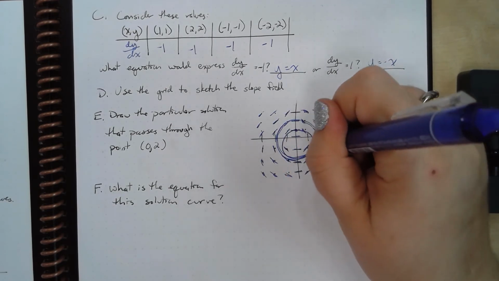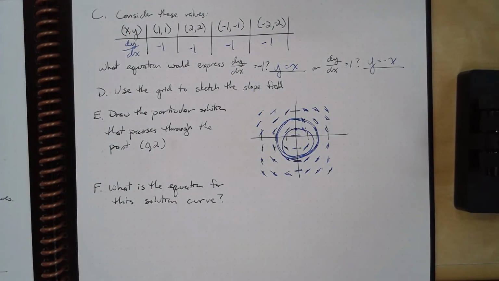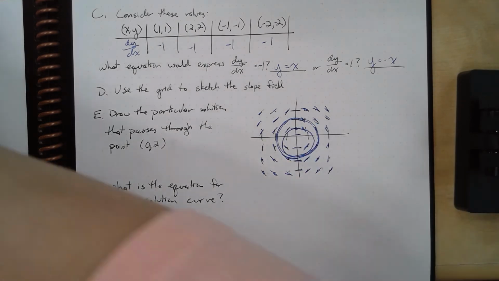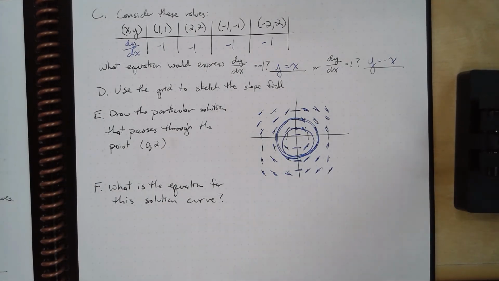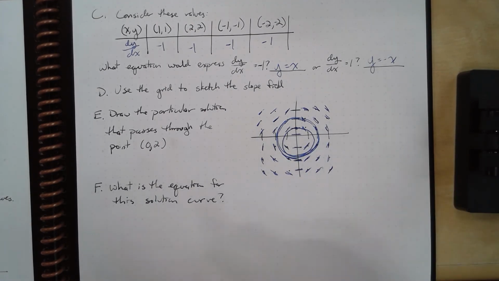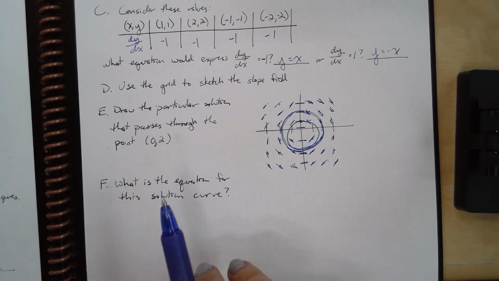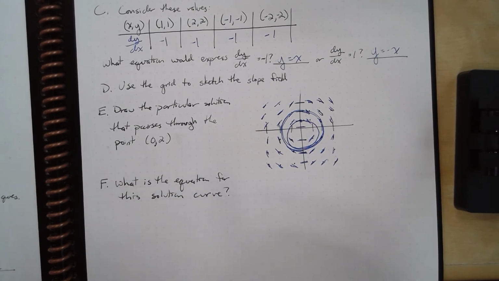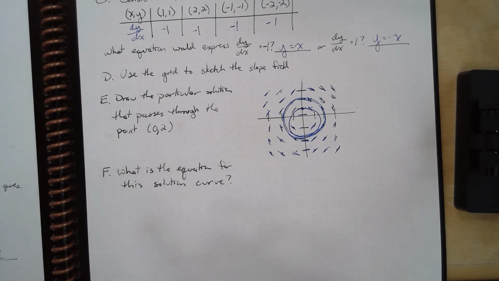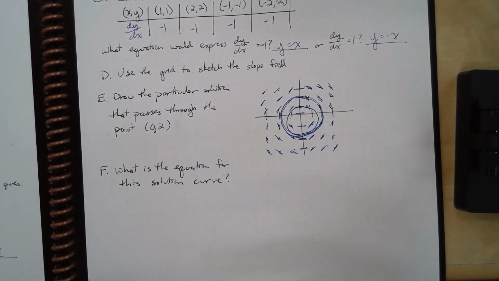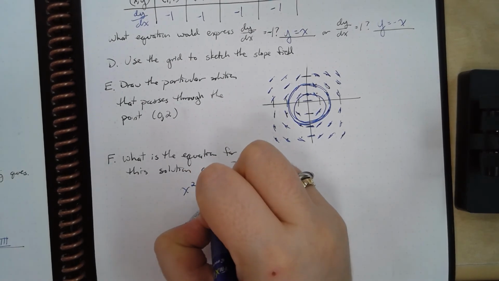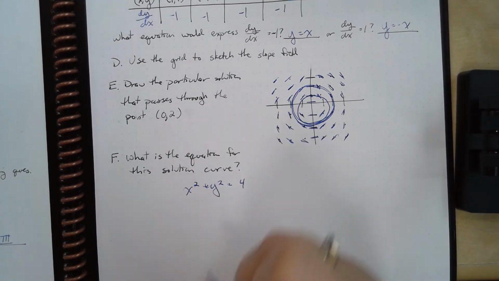The particular solution, which should be the bigger circle there, it's going to be too hard to erase, maybe I should do it in red. Anyway, you understand. So that bigger circle, that's our particular solution. So what's the equation for this solution curve? Okay, we can actually find that. You can see here we've got a circle, so it's going to be x squared plus y squared equals r squared. In this case, we could just write it quickly: x squared plus y squared equals, our r is 2, so this is going to be 4.